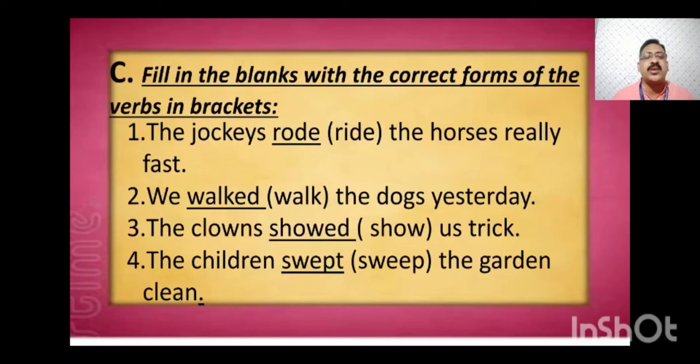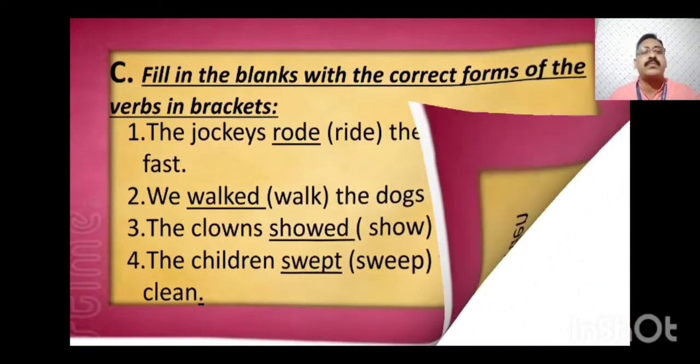In these four sentences, the four correct forms of verb, two are regular verbs: walked and sewed are regular because they have ed. And rode and swept are two irregular verbs because they are also in past form but they don't have d or ed. So all the verbs in the bracket are used in correct form. So this lesson is over, children.